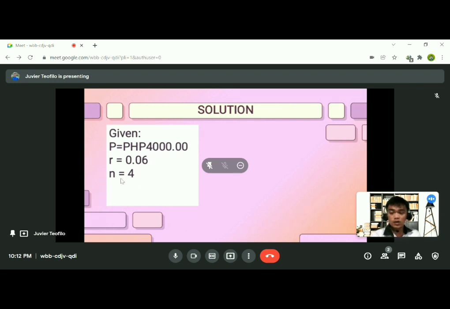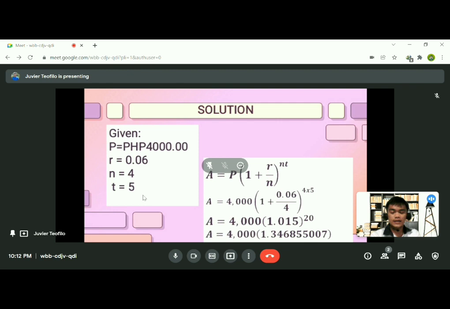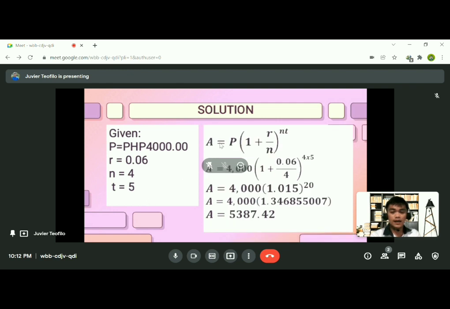N is equal to 4 because it is compounded quarterly. Our time is 5 years. So let's proceed. We have the formula A is equal to P times parentheses of 1 plus R over N, to the power of N times T. Let's just substitute the given information in the problem into our formula.